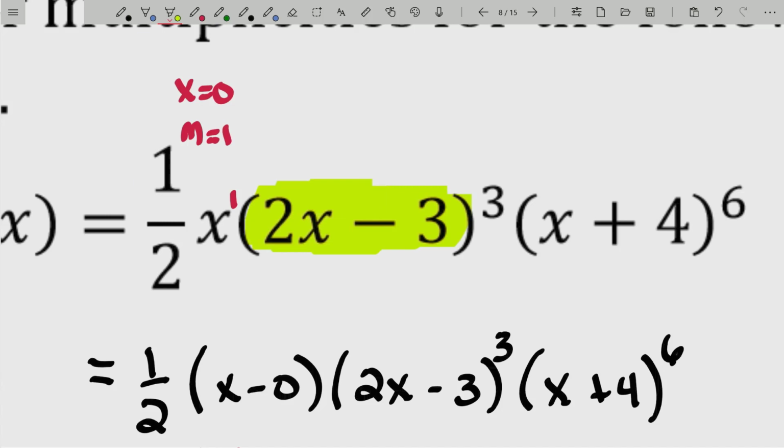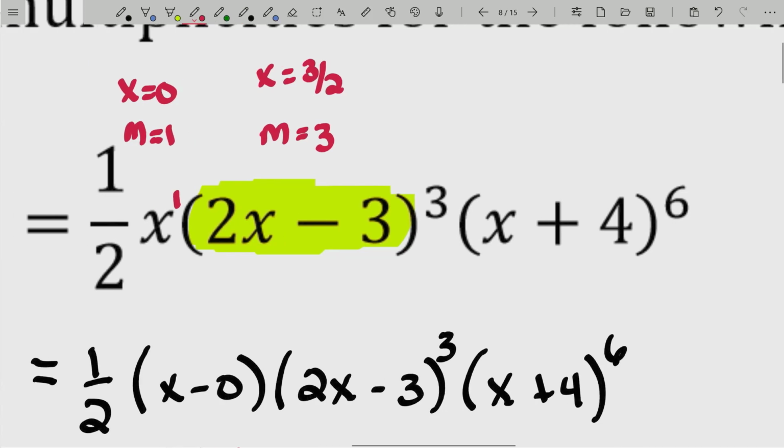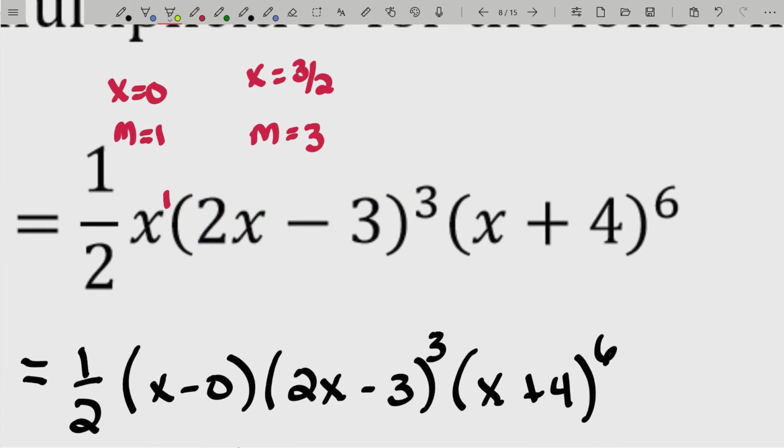All right. What if I instead asked about this guy? What would turn that into 0? Well, 2x minus 3 is equal to 0 when x is equal to 3/2. And what's the power? In other words, what's the multiplicity of that 0? 3.